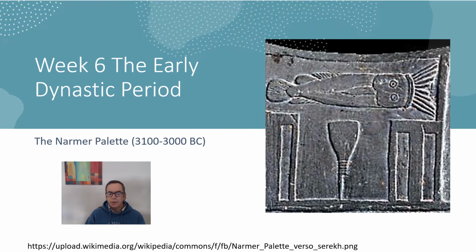Okay, this week we are moving into a period in Egyptian history called the early dynastic period. And hopefully you've watched the little intro to this particular period. What I want to do is continue with looking at specific objects and what they can tell us about Egyptian history. So this week we're going to look at something called the Narmer Palette, which dates to 3100 to 3000 BC.